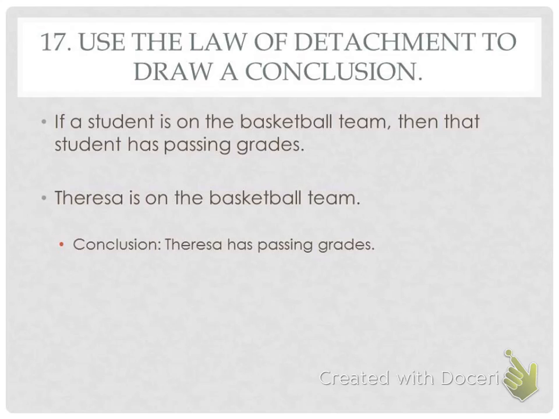Number 17, use the law of detachment to draw a conclusion. If a student is on the basketball team, then that student has passing grades. Teresa is on the basketball team. So it tells us in the conditional that if any student is on the basketball team, then they have passing grades. It then tells us Teresa's on the basketball team. So our conclusion is that Teresa has passing grades.